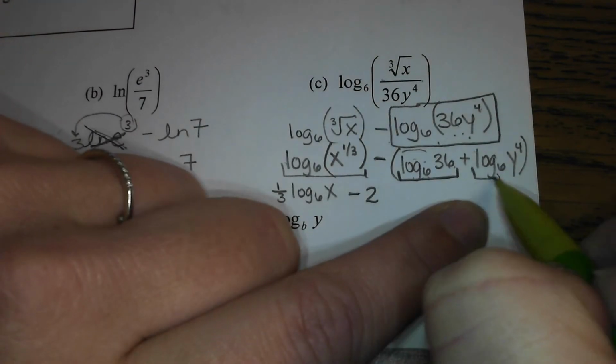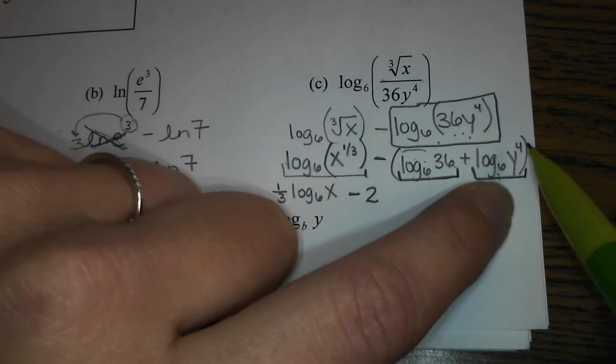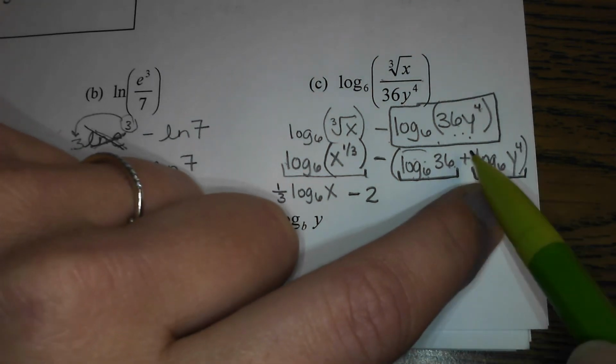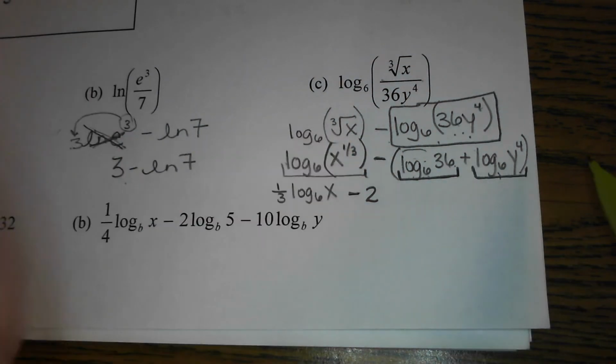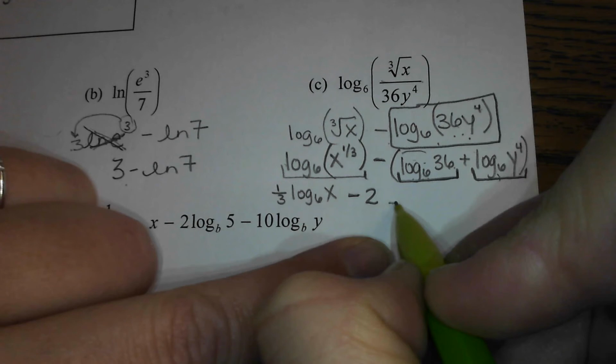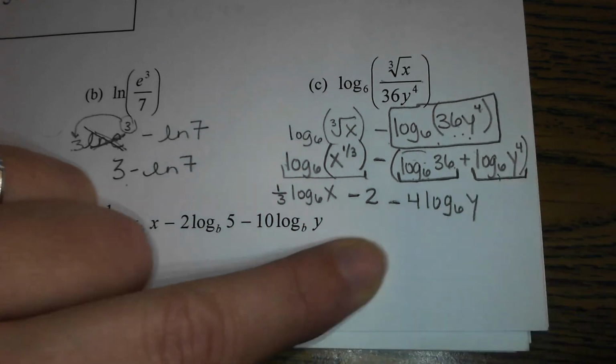And then what can we do with this term? I'll bring the 4 down. Right. Bring your 4 out in front, and at the same time, can I distribute that minus sign so that my parentheses can be gone? It'll be minus 4 log base 6 of y.